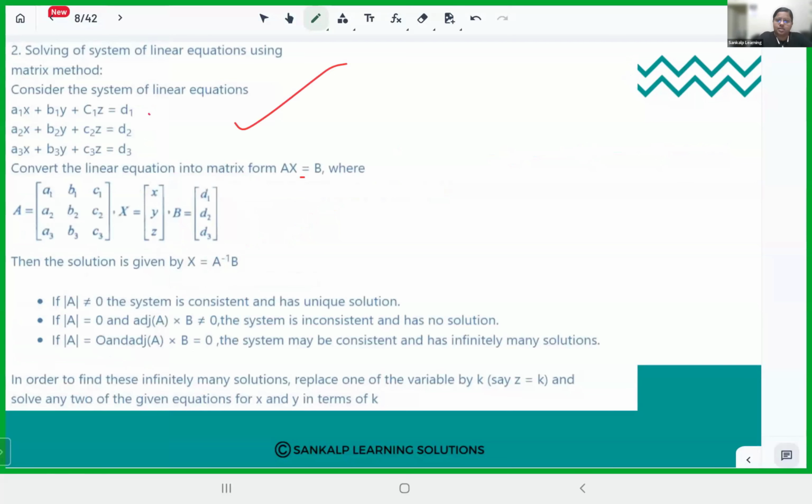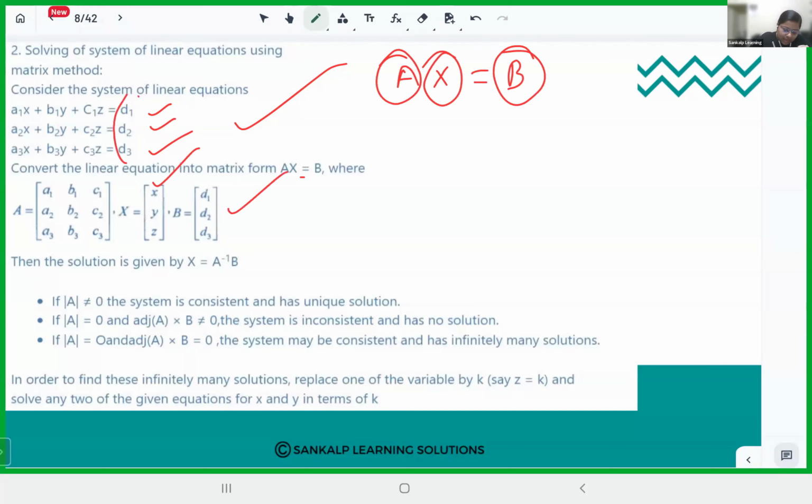If you are given 3 equations like this, you have to solve for the values. Solving linear equations means you have to find out the values of x, y, z. The values of x, y, z can be found by using the matrix method. That is, you have to convert these linear equations into a matrix equation AX = B, where A is a matrix, X is a column matrix, and B is a column matrix. That is given here. X is equal to x, y, z. B is equal to these numbers, D1, D2, D3.